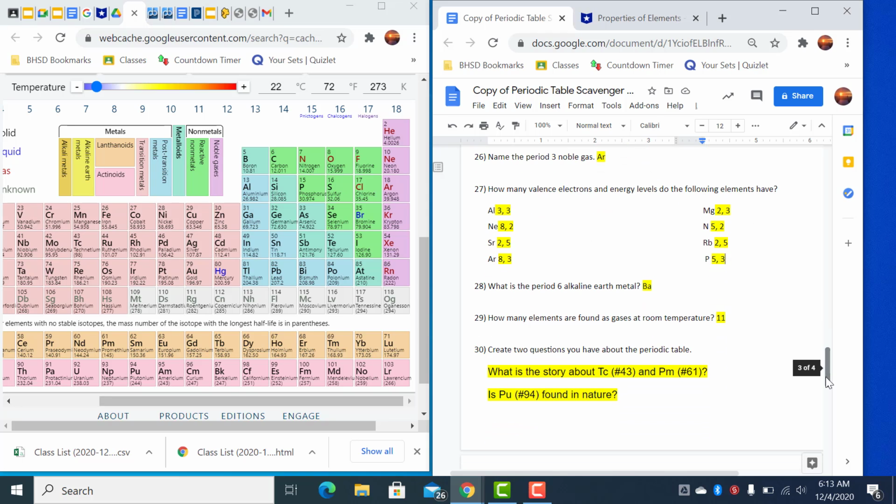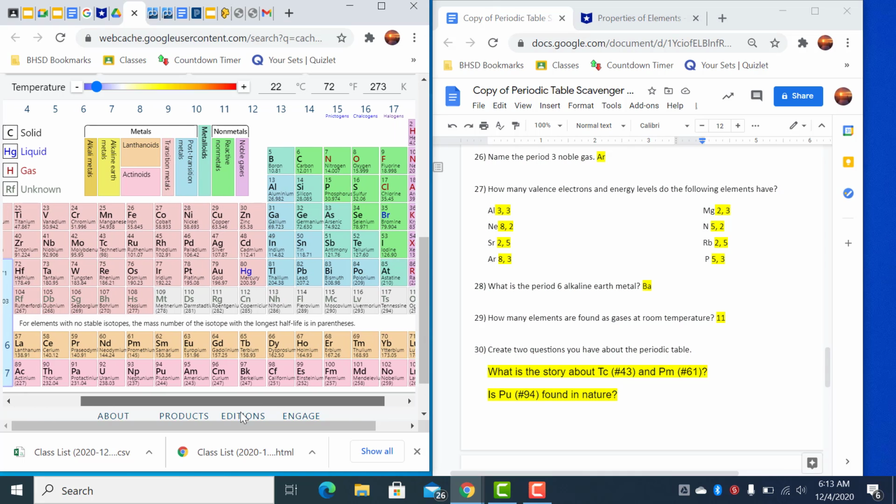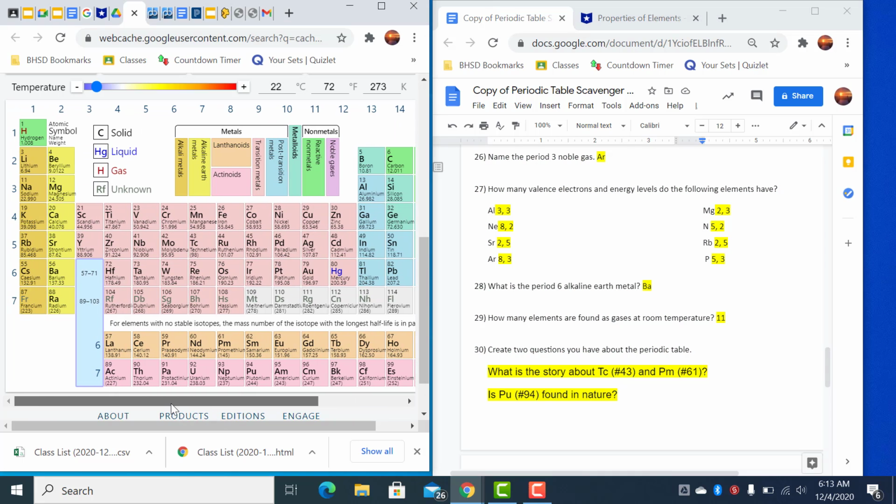And then create 2 questions you have about the periodic table. Okay, so I started looking at the periodic table, and I started coming up with a couple questions I have, and that is TC and PM. So if we look here, here's TC, and here's number 61, promethium. They are synthetic elements. Now, synthetic means that they are man-made, and that means that they're not found in nature, that they are synthesized in a lab. So I just kind of wanted to find out more information about those.